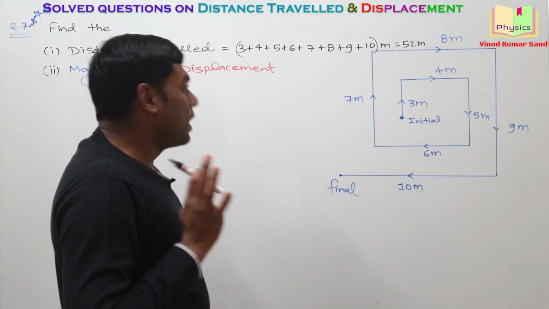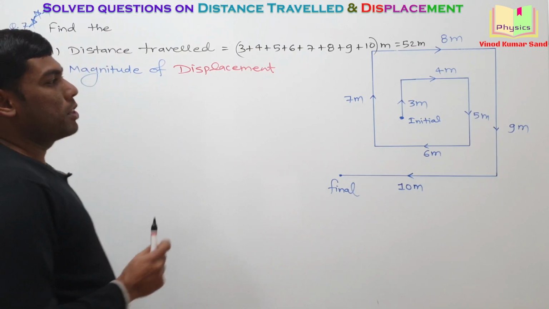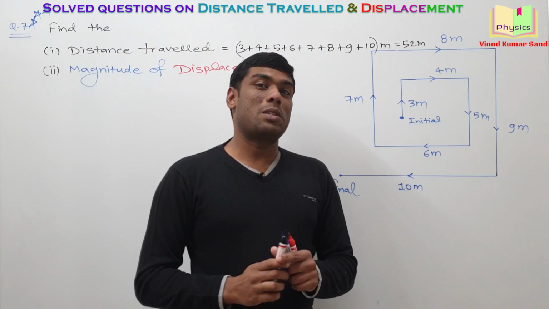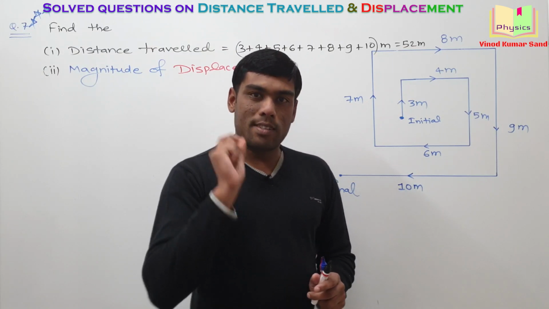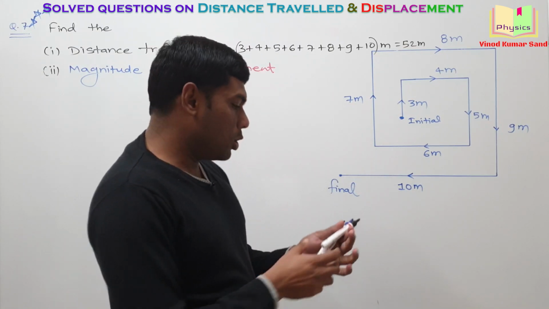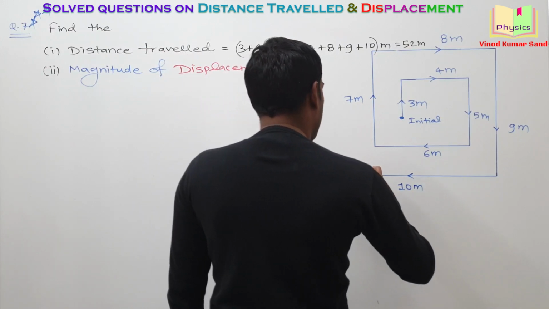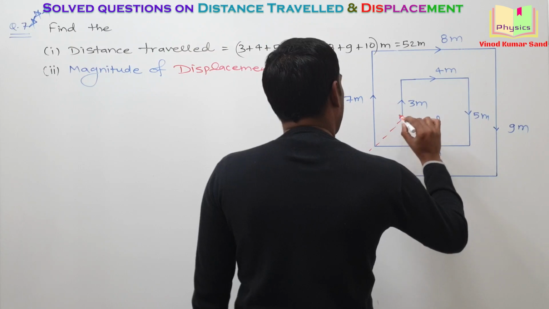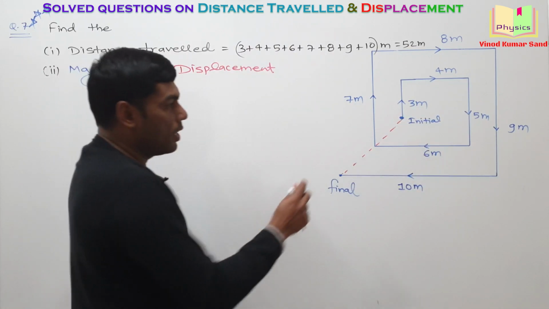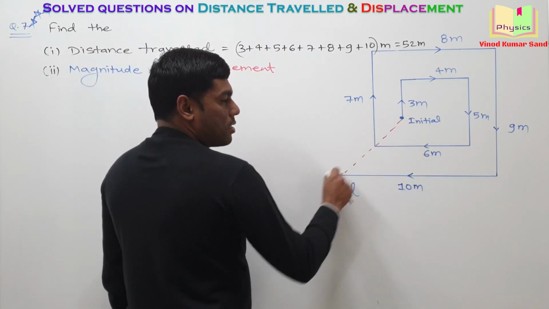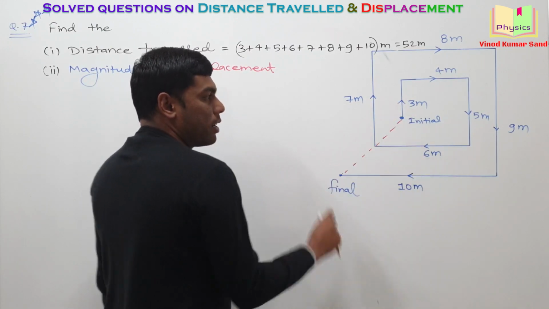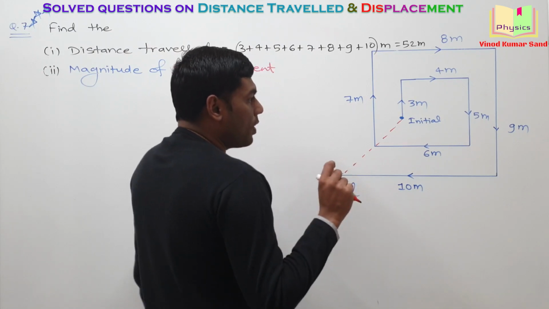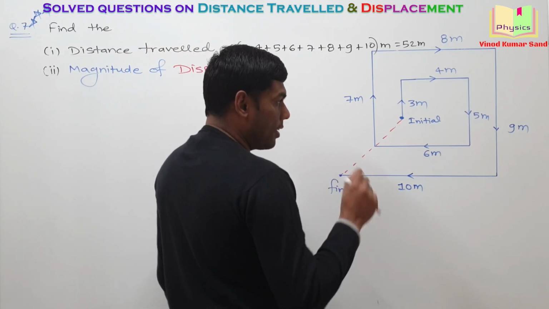Okay. Now the magnitude of the displacement. We know the definition. Magnitude of displacement means the shortest distance between the initial and final position. For the shortest distance between the initial and final position, I'll do the construction like this. Do you agree? This is the shortest distance between the initial and final position. In order to obtain this distance, we will construct a right angle triangle.